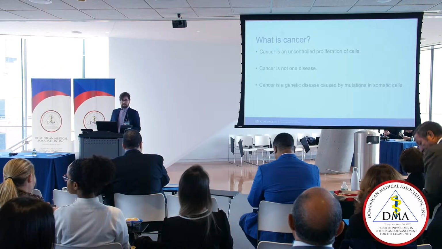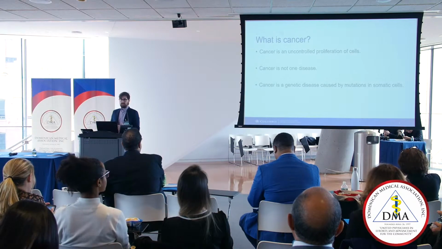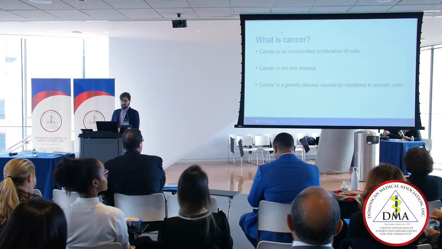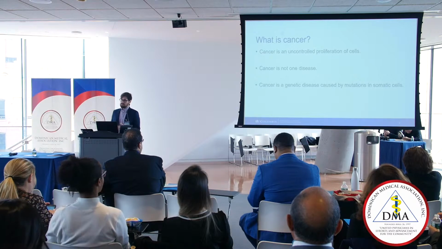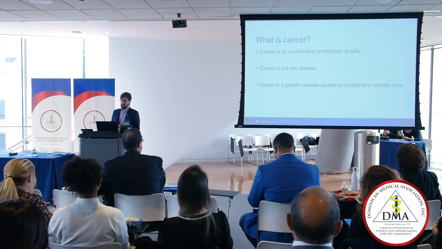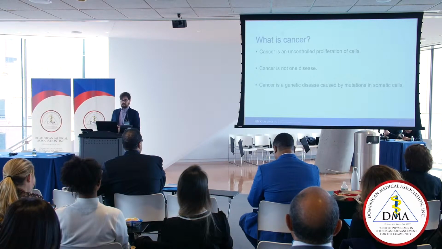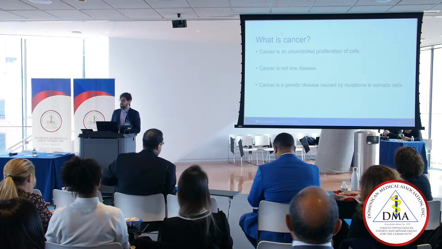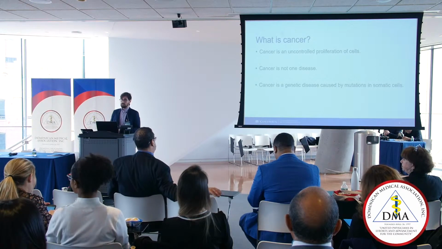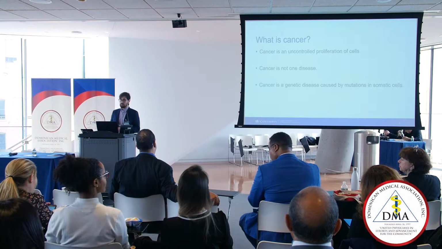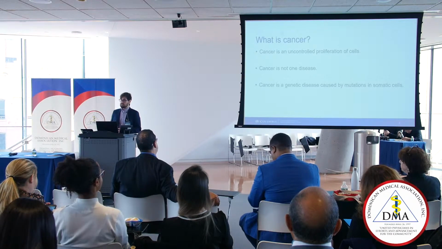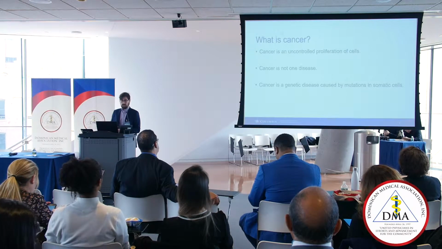In terms of pathology, cancer is just an uncontrolled proliferation of cells. It's rapidly proliferating, losing all its self-regulatory control. But cancer is also not one disease, it's actually a family of diseases. Each cancer has its own context. Lung, colon, breast, these are all very different diseases in themselves, even though they share the name cancer.